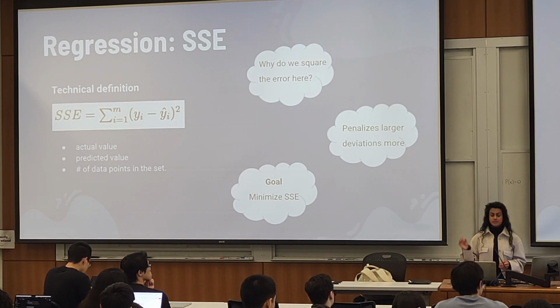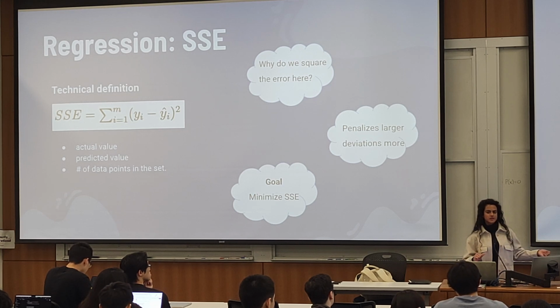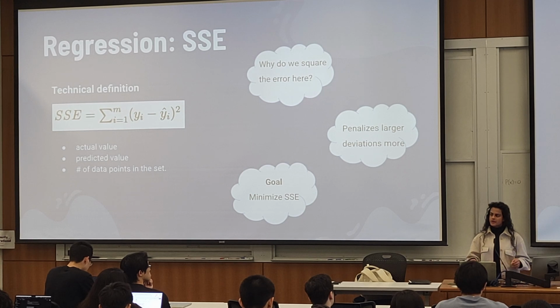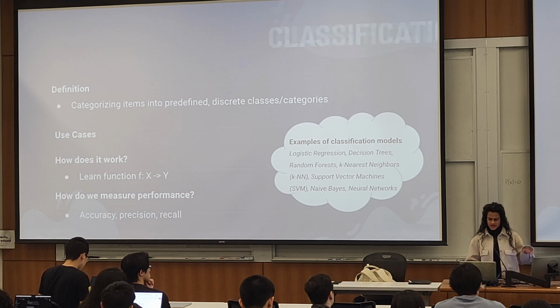And your goal here is to minimize the sum of squared errors. That's your goal with linear regression, and this is also in the technical article. So if you want to read more about how you can minimize the sum of squared errors, check that out on the website and ask any questions.